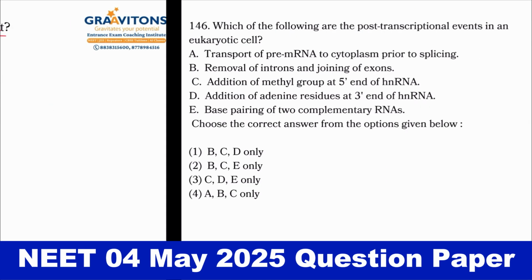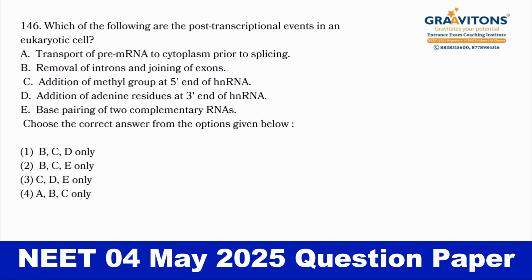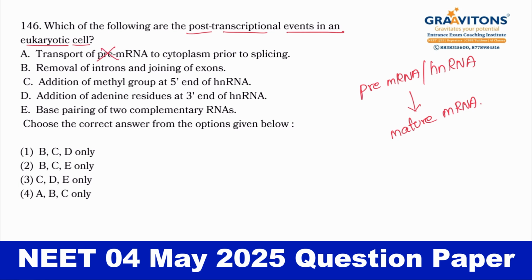Right. And next question, 146. Which of the following are post-transcriptional events in a eukaryotic cell? Once the pre-mRNA or the hnRNA, heterogeneous nuclear RNA, is formed, it has to undergo processing to become mature mRNA. So, the stages we have to arrange. Okay. So, here, transport of pre-mRNA to cytoplasm. No, we will not transport pre-mRNA. So, this statement is wrong. Removal of introns and joining of exons. Exons are the coding sequences. Yes, we will join them and introns will be removed. So, this statement is correct.